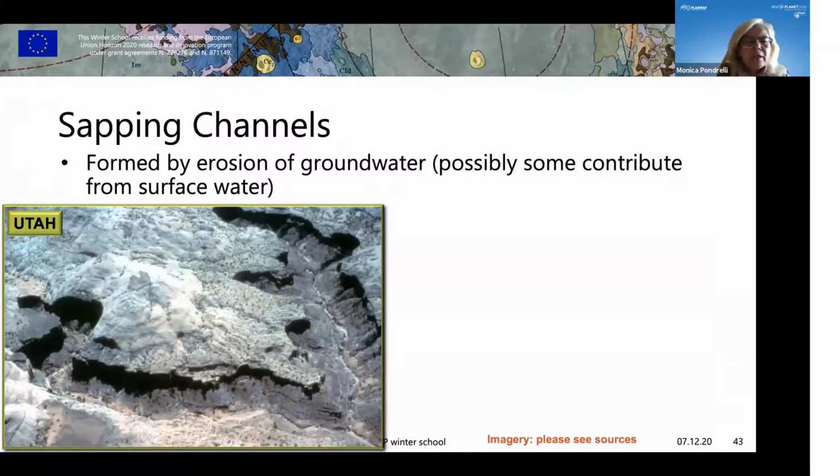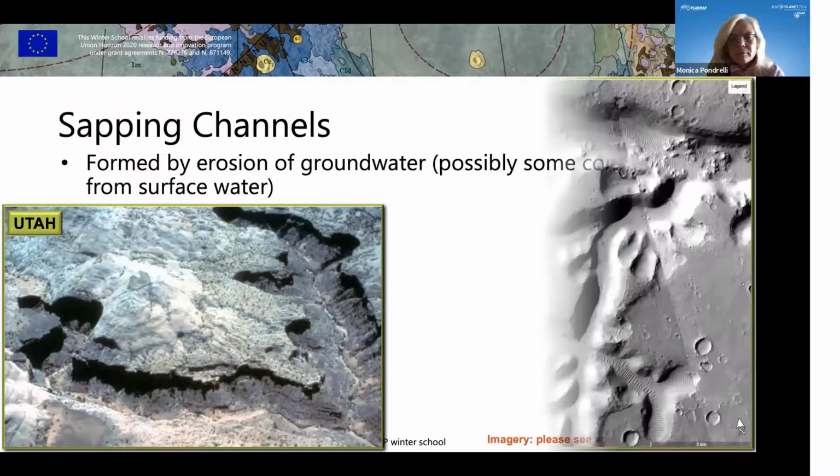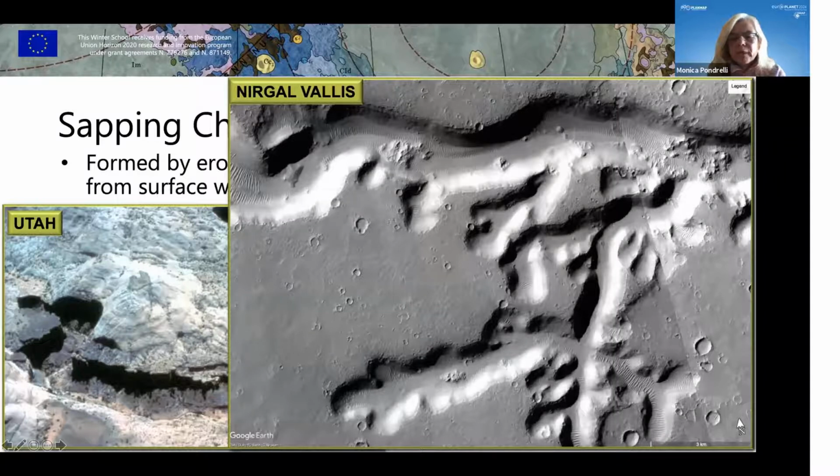The sapping channels are formed by the erosion of groundwater. They are very characteristic because they have this amphitheater-headed valley, which is very easy to recognize. This is Earth, of course. This is Utah, and this is Mars, an example of this kind of valley.